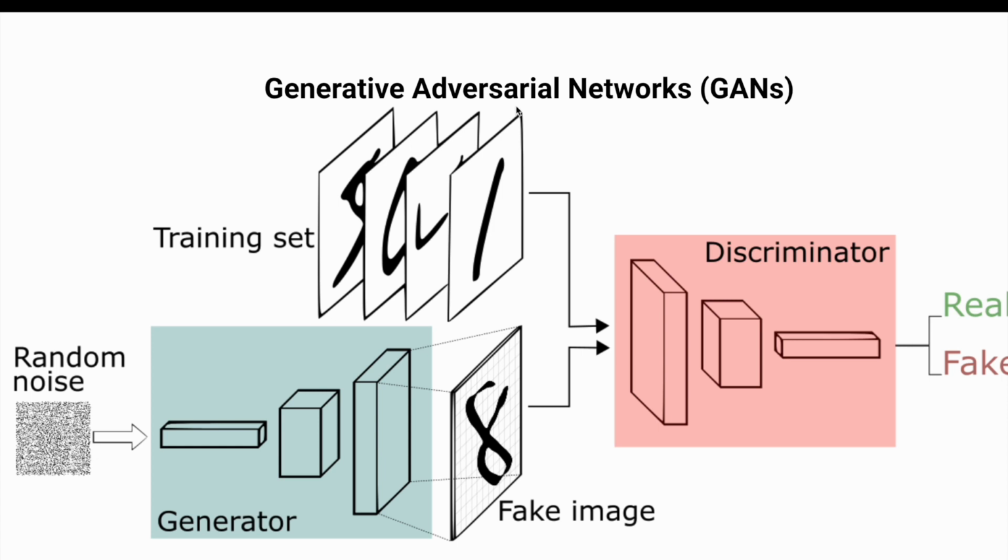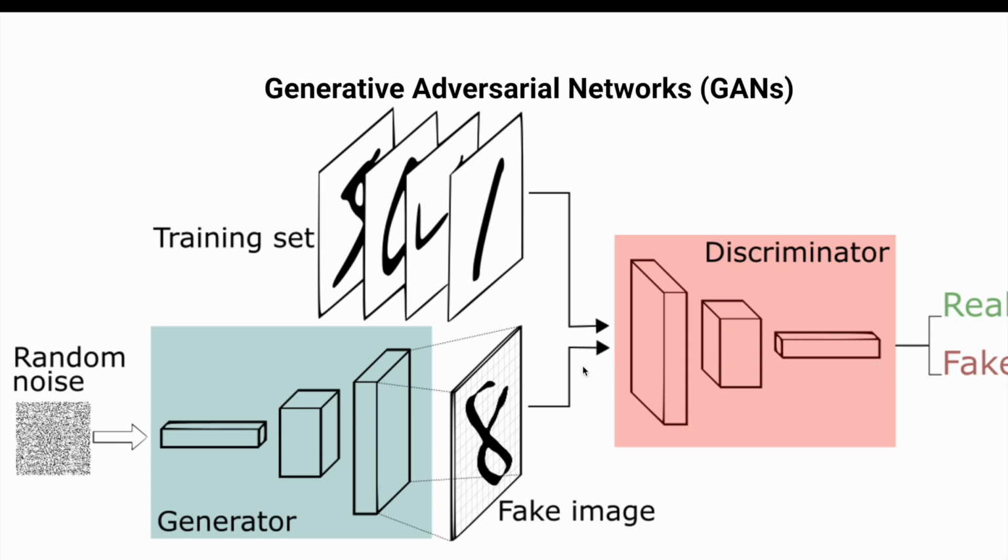And this is a basic example I got from online of generative adversarial networks, or GANs. And we have the training set, and we have some noise, and we have the generator here. We have a fake image, we have a discriminator, and then it can decide real or fake.